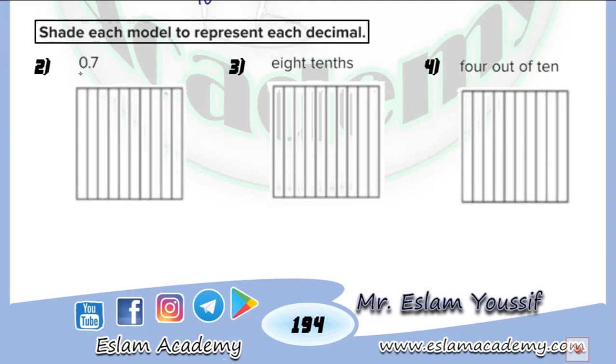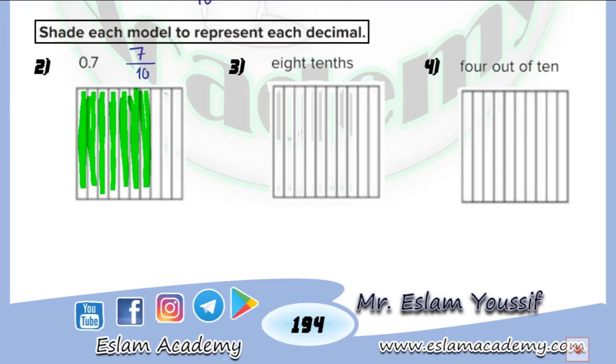So for question number 2, we have 0.7. If we need to write it as a fraction, number 1, I will just write the number at the right of the decimal, which is 7. Now make the fraction part. How many digits are at the right of the decimal point? We have only 1 digit. It means we have only 1 zero down, which is 10. So this one will be 7/10. And to shade the model, we can shade 7 parts. And that's how we can represent 0.7.